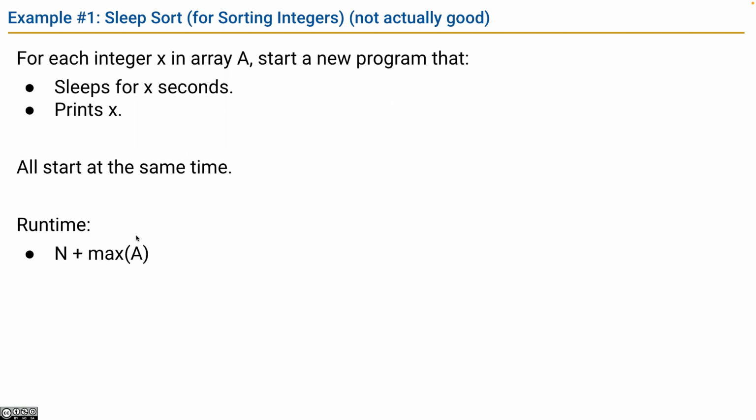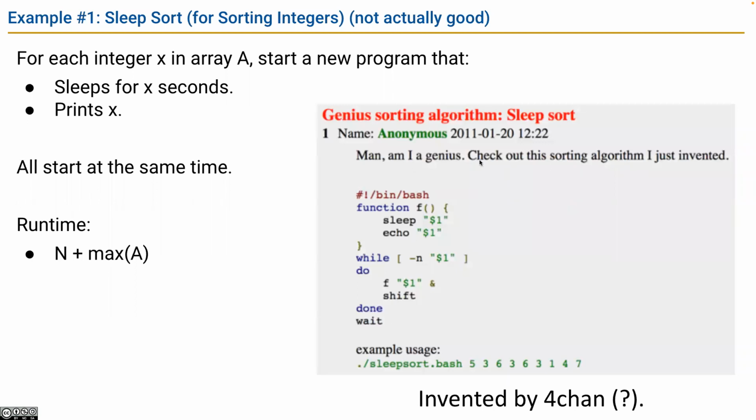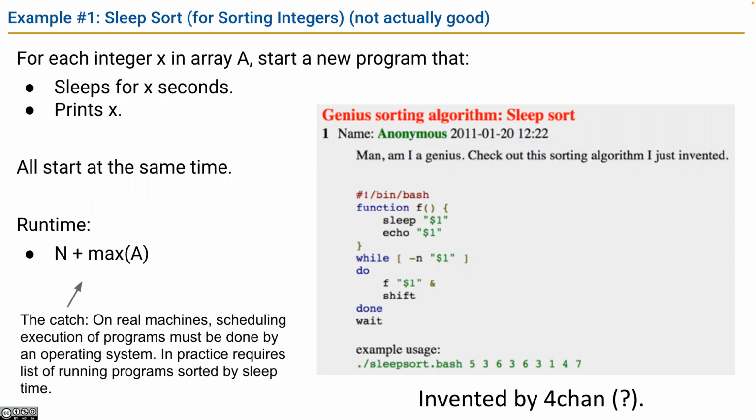And if we do that, the runtime is going to be, well, n to start up the n processes plus max a, where a is the largest integer. And you'll notice this is not n log n, right? And actually, as far as I know, I still haven't been able to track this down, but the earliest place I know of this happening was on 4chan right here, where someone wrote this algorithm that does sleep sort. So the basic idea is that you're putting the answer in the future, just letting time pass. It'll be waiting there for you. You're exploiting this ability to throw the answer to a specific location and time and then wait for it to appear. So that's kind of the way I think about it.